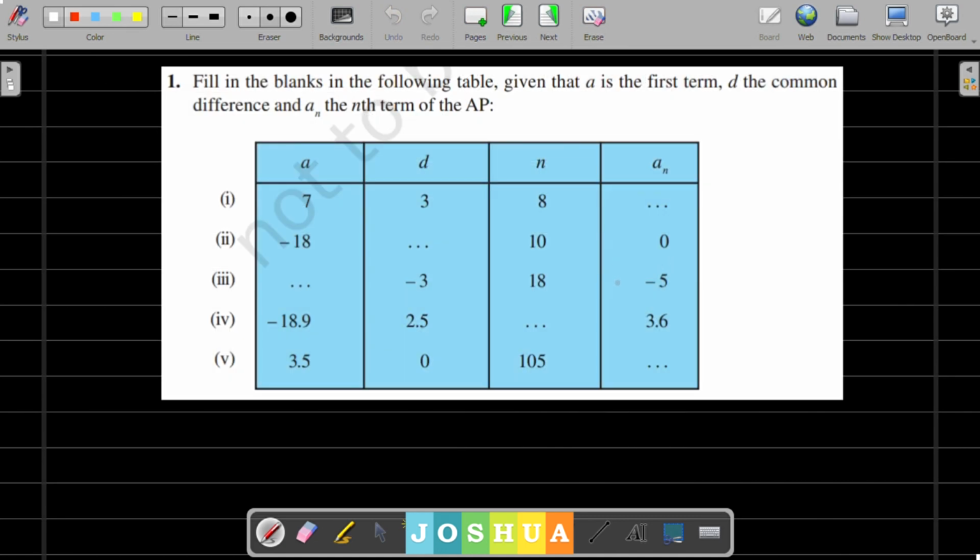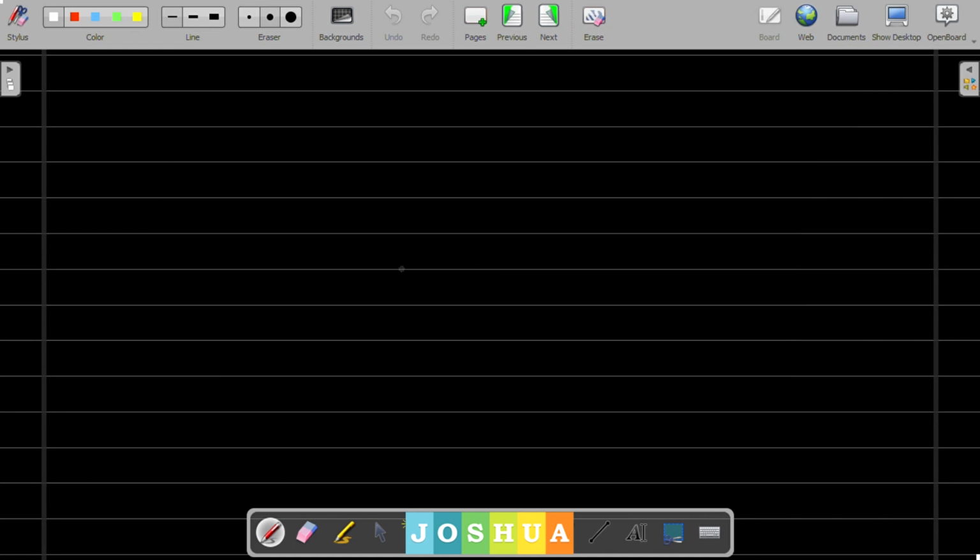So now we got the answer for the second one. D is equal to 2. So we know the value of A, we know the value of N, and we know the value of AN, then I can find the value of D. So now I am going for the third sum.